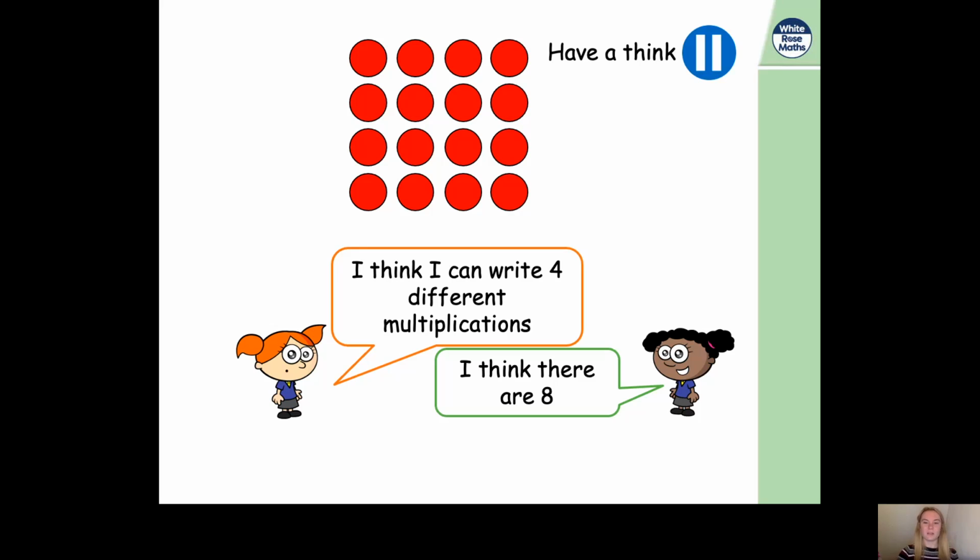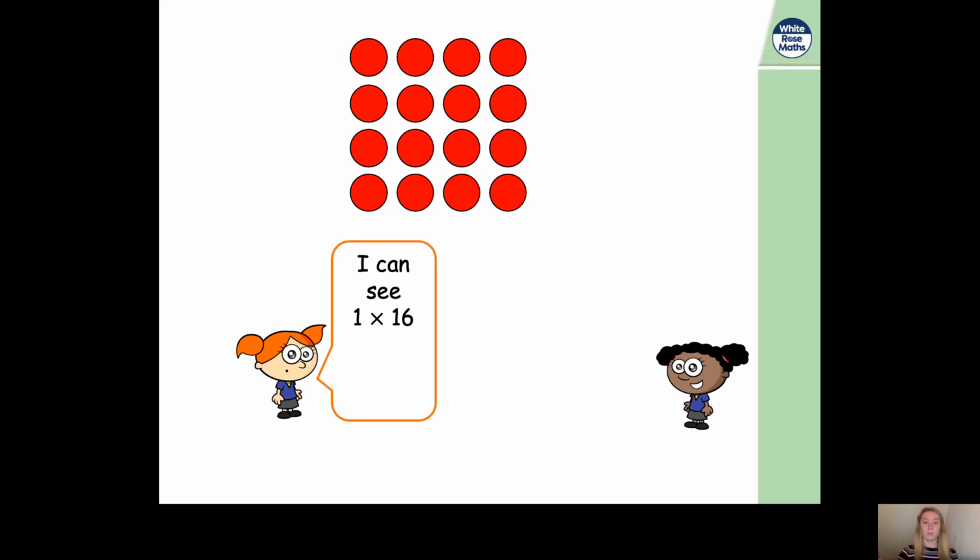Okay, let's see if you were right. So, let's see. 1 times 16. I was right, there you go, there's our first one. What about 2 multiplied by something? Yes, that's right. We can make 2 equal groups of 8. Now, can we make 3 equal groups? Oh, no, we can't make 3 equal groups, can we? Not with these counters anyway, because 16 is an even number, isn't it? Fantastic. Now, what about 4 multiplied by? Yes, 4 multiplied by 4. There you go.